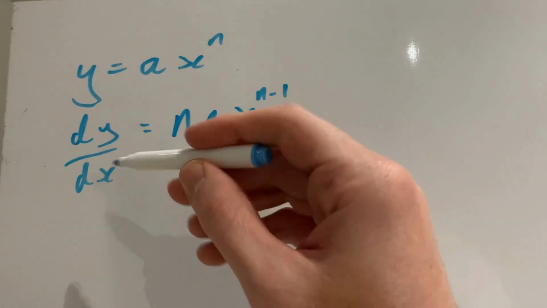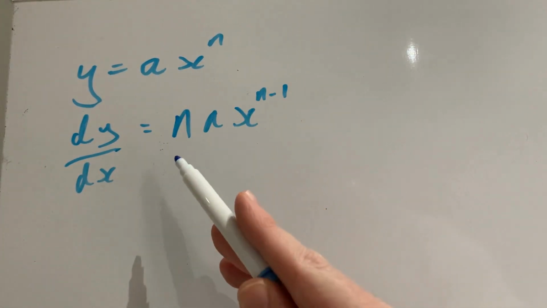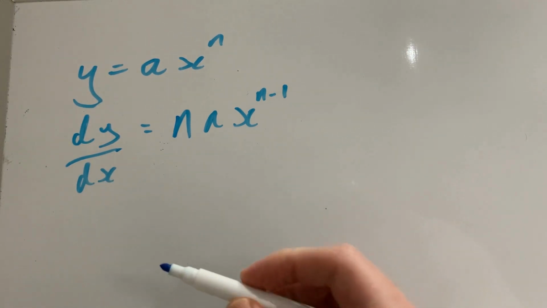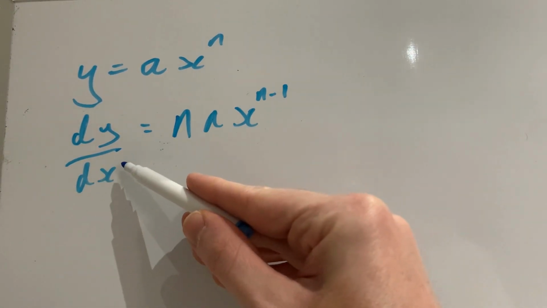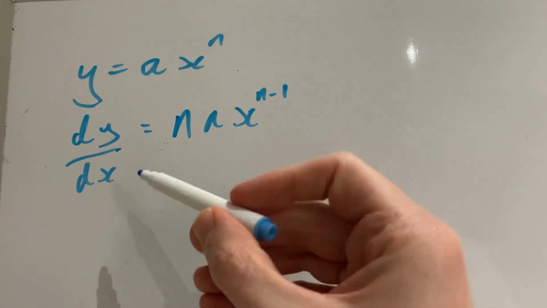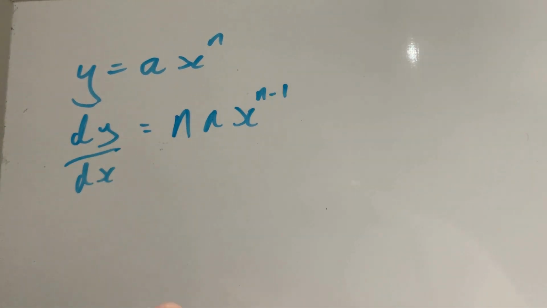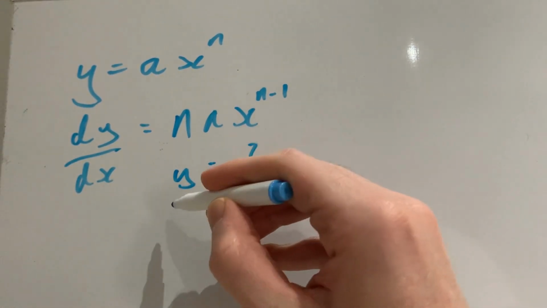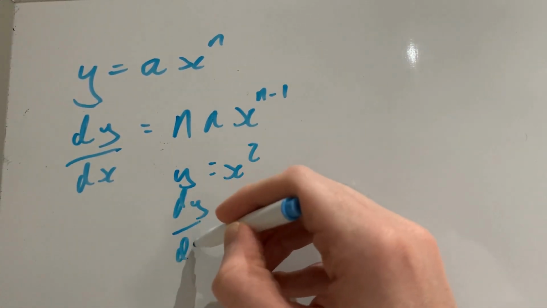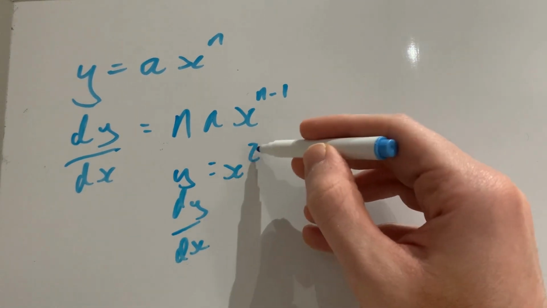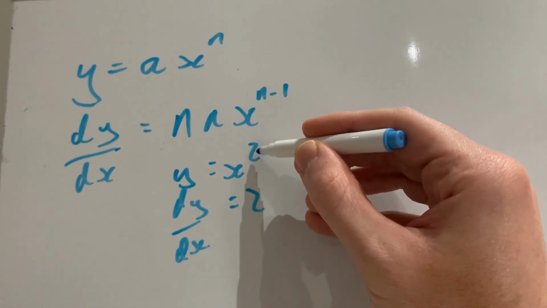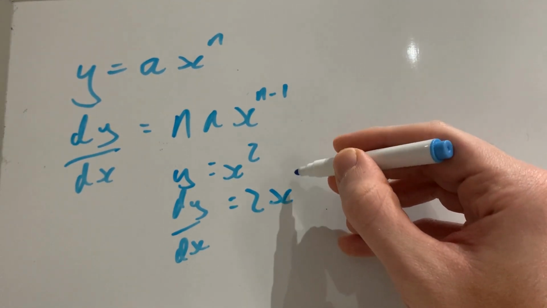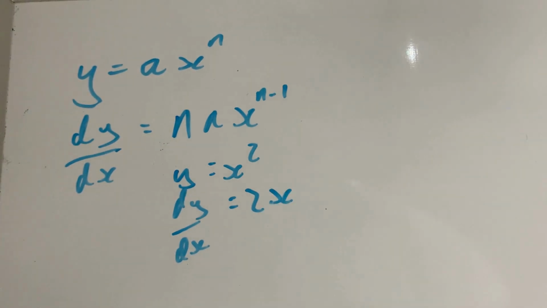But all dy by dx means is that, say you had an infinitesimally small change in x, like an unbelievably small change in x, how much would the y value change? For example, let's say you had y equals x squared. If you did dy by dx, you multiply it by the power, so you get 2, and then you take 1 off the power. 2 minus 1 is 1, so that's just x. We won't write x to the 1, we're just going to leave it as 2x.